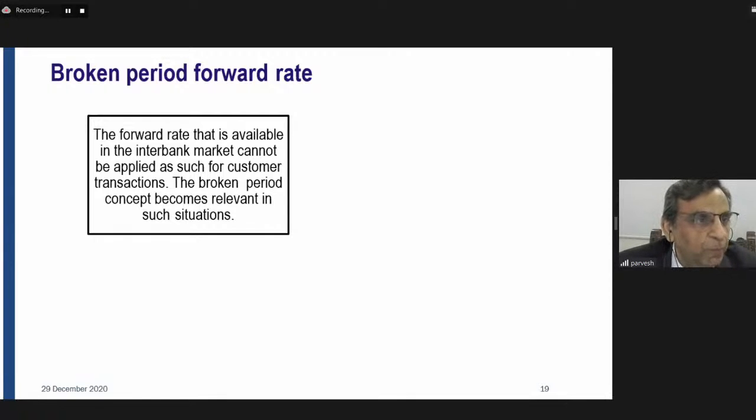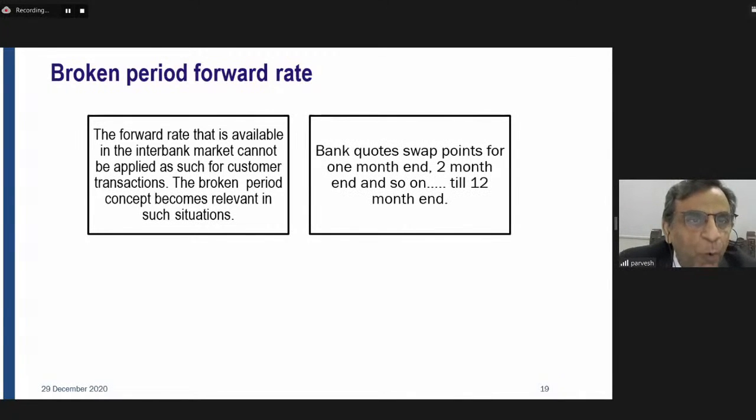The broken period concept becomes relevant in such situations, because the bank is not going to give us dollars or any currency at the interbank rates. So we must know the broken period concept. The bank quotes swap points for 1 month end, 2 month end, and so on till 12 months. Interbank rates are always quoted at a month end: 1 month, 2 month, 3 month, 4 months, 5 months, 6 months, up to 12 months. So there are 12 monthly quotes always available when we look at the interbank rates.